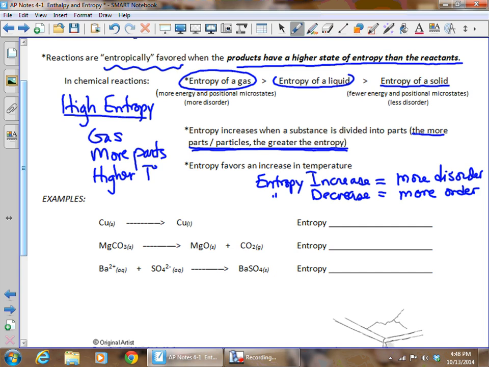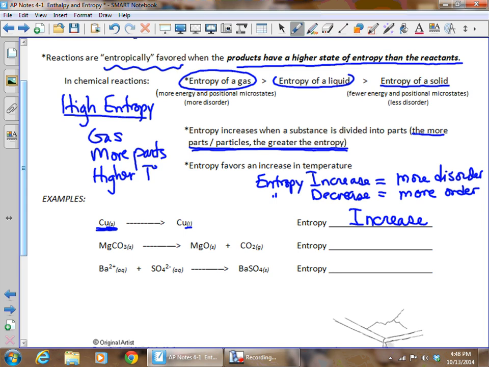So let's look at this first example. We've got copper as a solid turning into copper as a liquid. Now when we look back up at our examples, we see that the entropy of a gas is higher than the entropy of a liquid, which is also higher than the entropy of a solid. So if we're dealing with a solid here, that's the lowest entropy we have because it's more ordered. Turning it into a liquid is going to make it start moving around. It's going to have more disorder. So in this case, changing from a solid to a liquid is going to increase our disorder, increase our entropy.